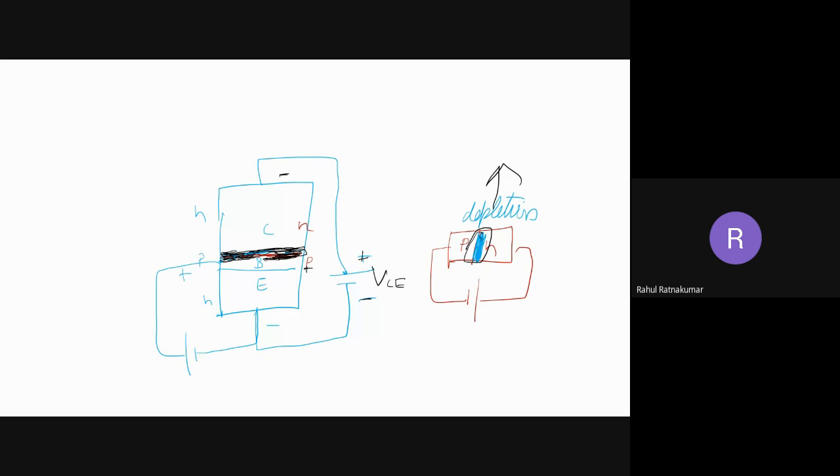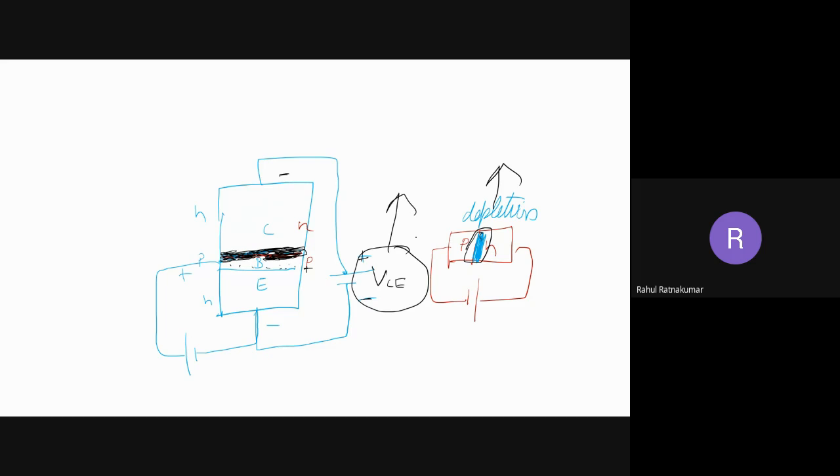For those who don't remember why the base is thin: the base is made thin because we need less recombination in the base. The less recombination happens in the base, the more electrons or current pass through to the collector, so we have higher collector current. But here, the base is already reduced because of the increase in depletion region. So why does the depletion region increase? Because of the increase in VCE.